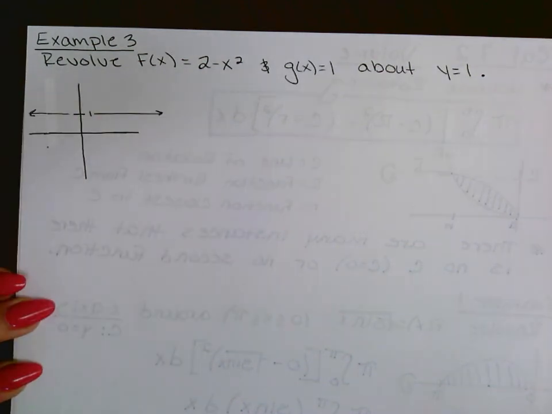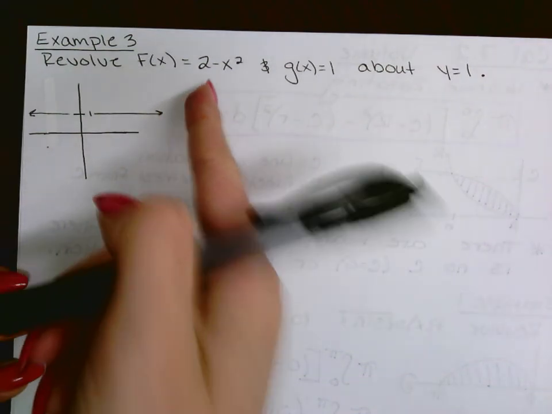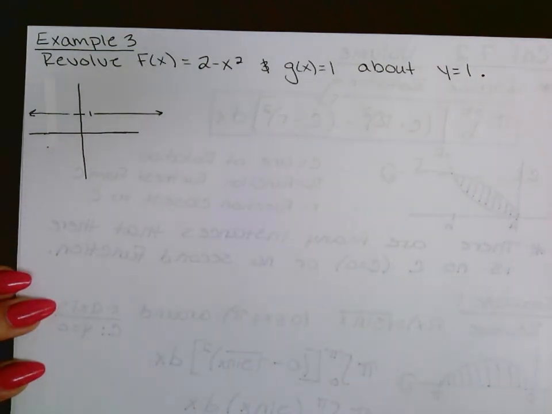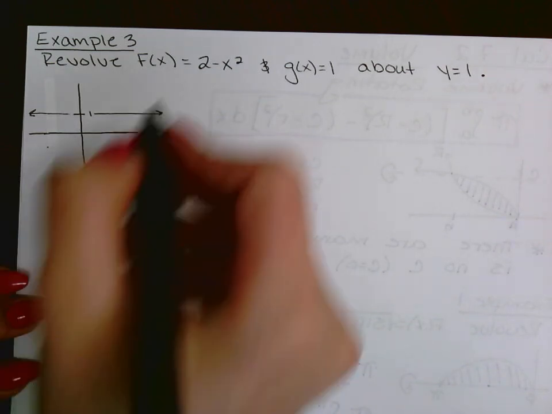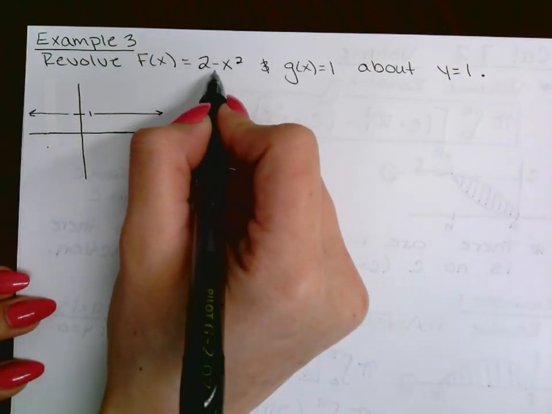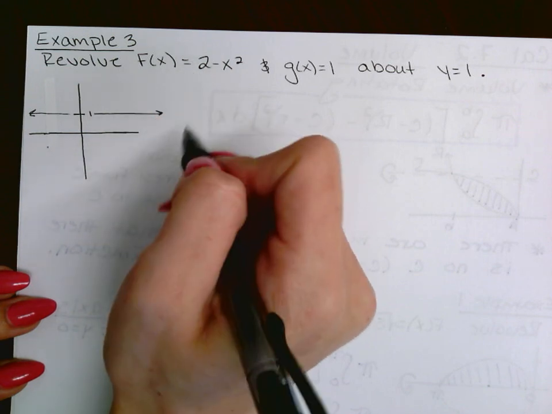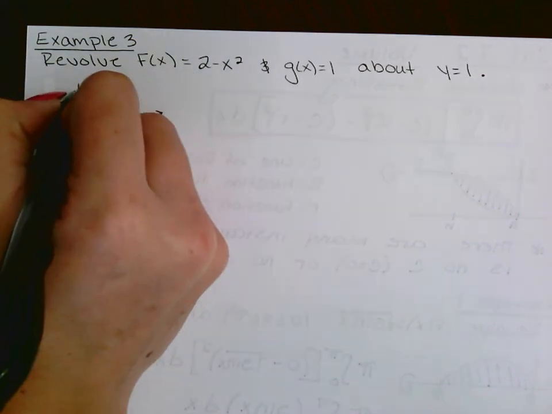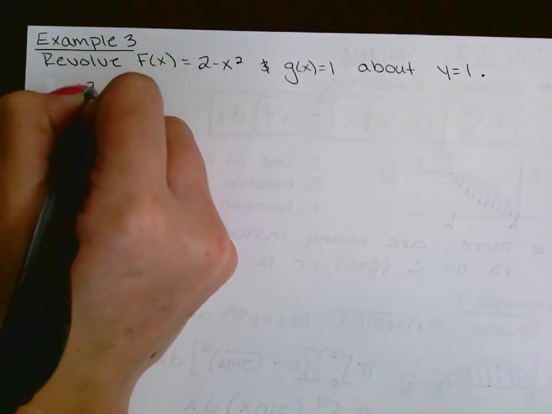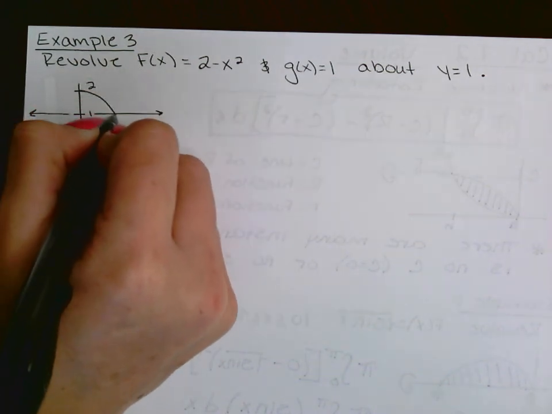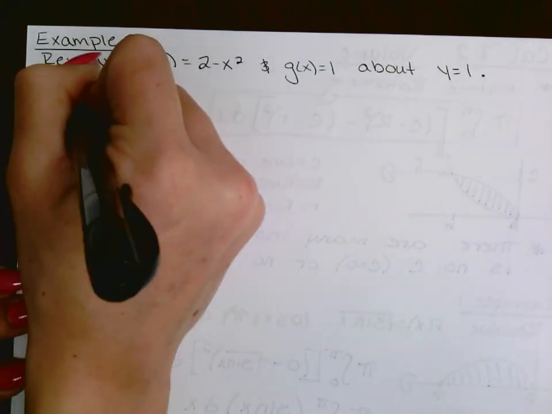Okay? Now, 2 minus x squared. What is that a function of? Parabola, facing down because of the negative. And what does that positive 2 mean? It went up 2. So up here at 2, we have some parabola that goes facing downward.